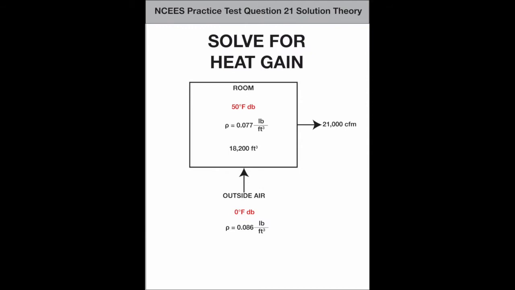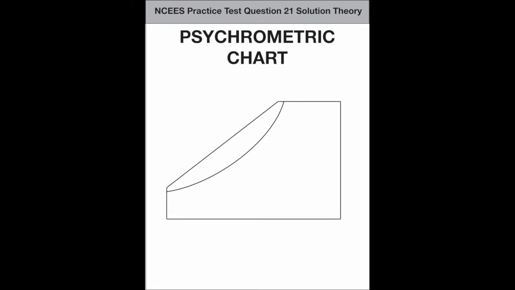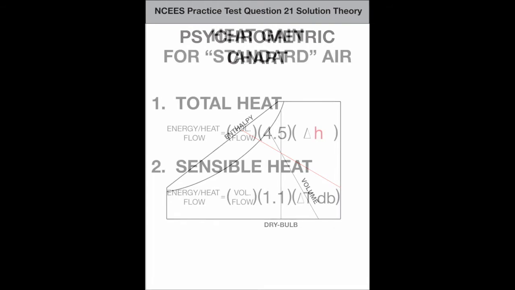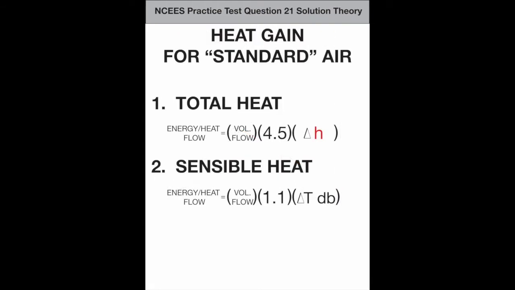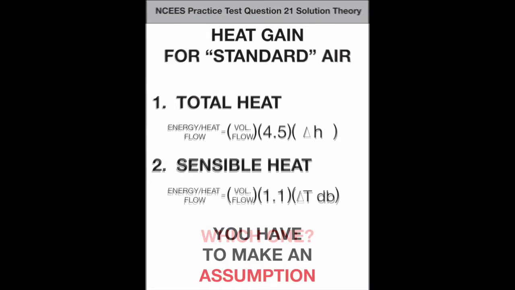But dry bulb temperatures aren't the only thing given. You're also given densities. The inverse of density is volume. So you have dry bulb temperatures and volumes for the air. With these two variables, look on a psychrometric chart and determine the enthalpy of the air. Maybe you're solving for total heat gain. Are you solving for total heat gain or for sensible heat gain? There's no further evidence in the question to tell you which. You have to make an assumption.